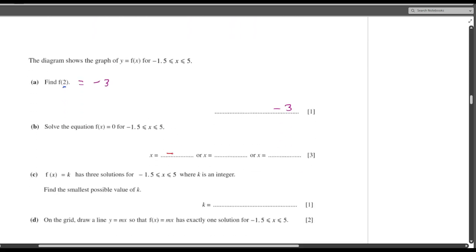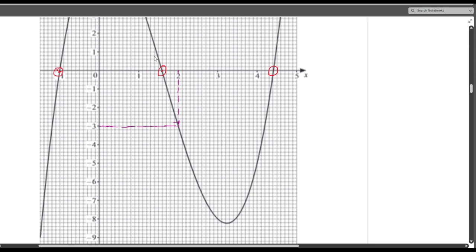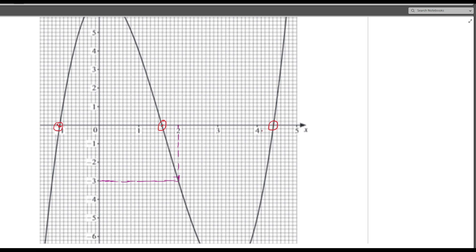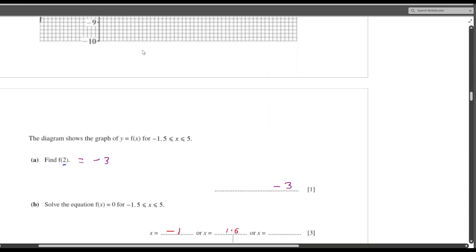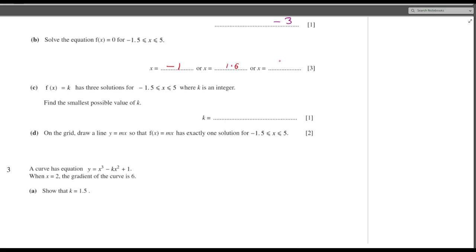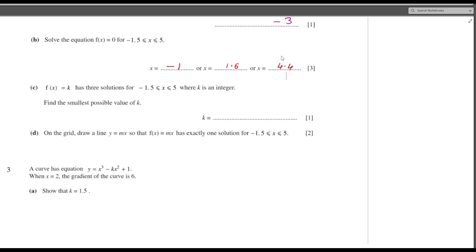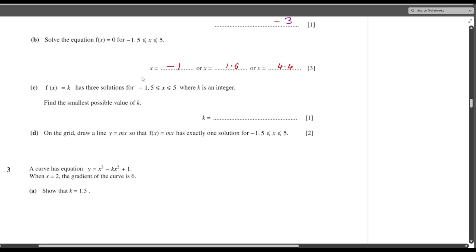One answer is -1. Other answer is 1.6. And let us see what is the third answer. So third answer here, it is 4. This is 4.1, 4.2, 4.3, 4.4. Okay, so 4.4. Next answer is what? 4.4.